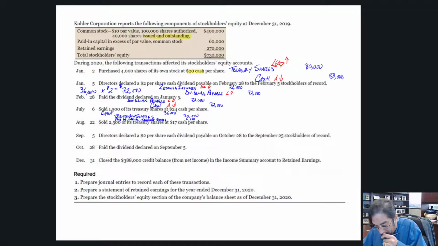See, I think I've got room over here. I'm going to put it over here. So we brought in $42,500, and we need to pull those treasury shares out of the treasury shares account.